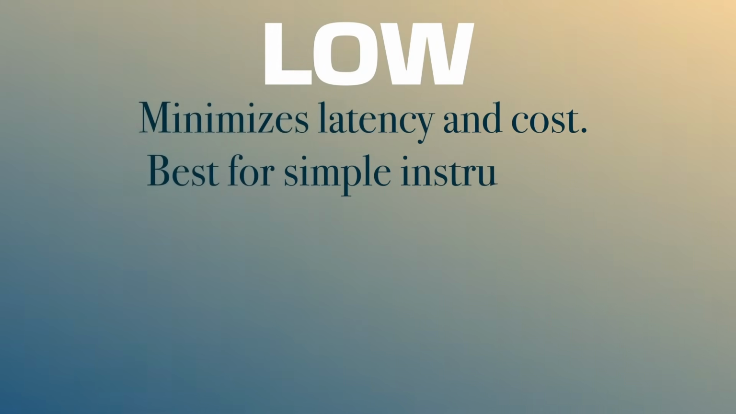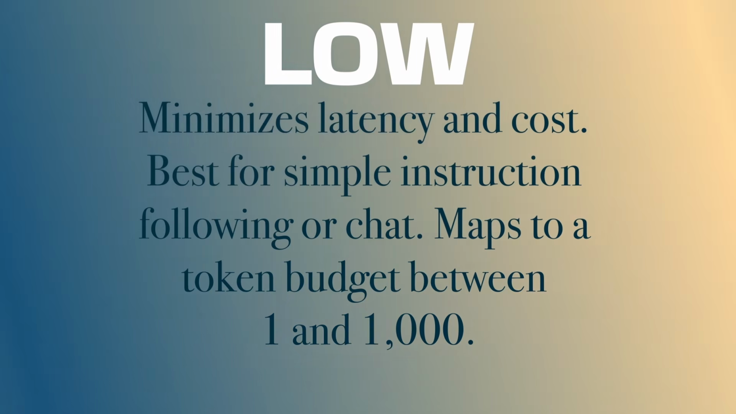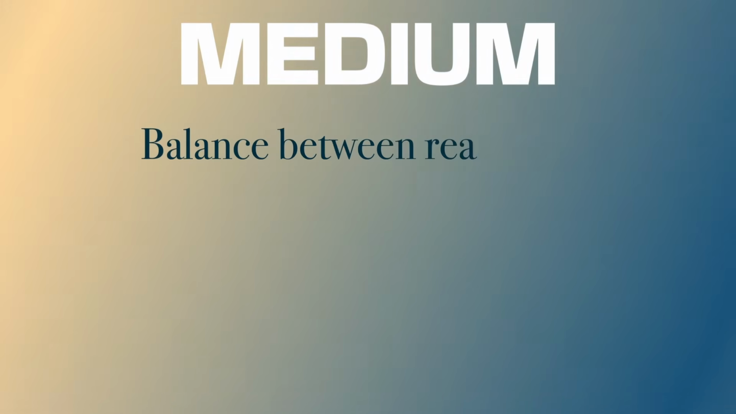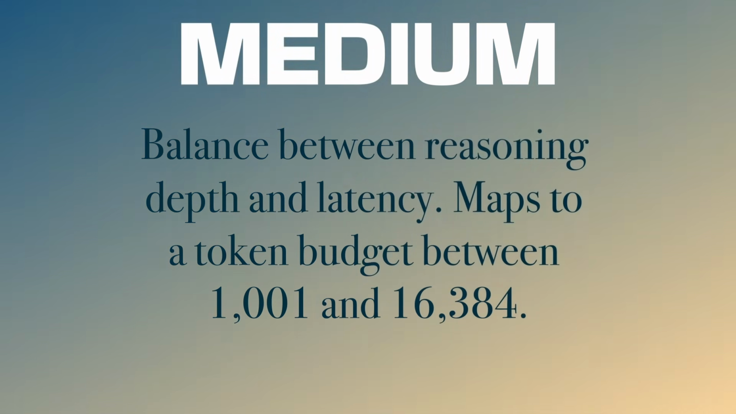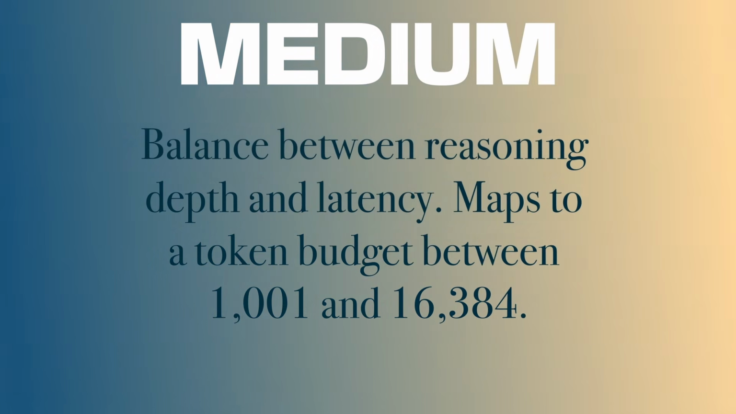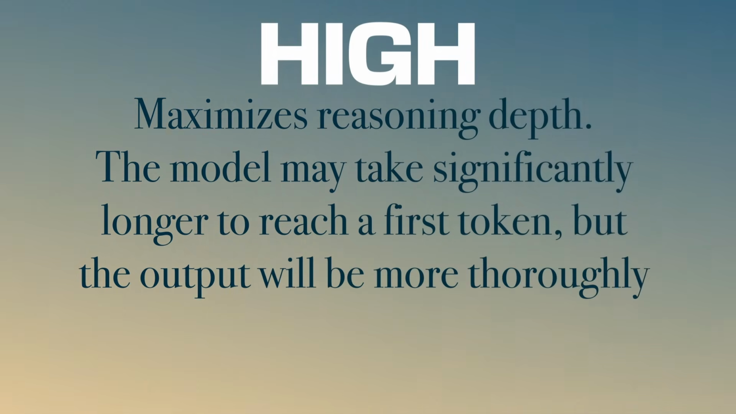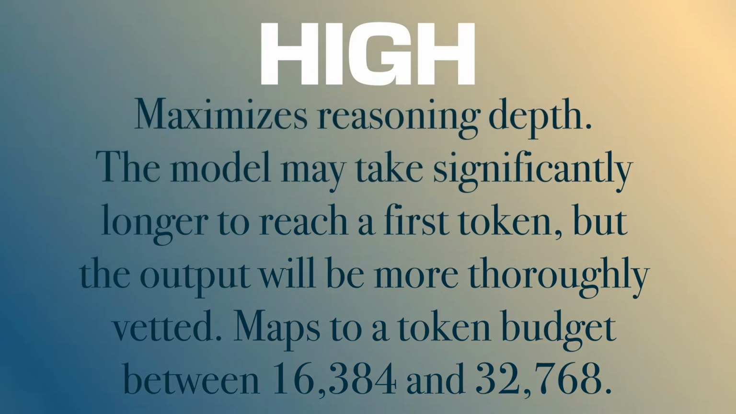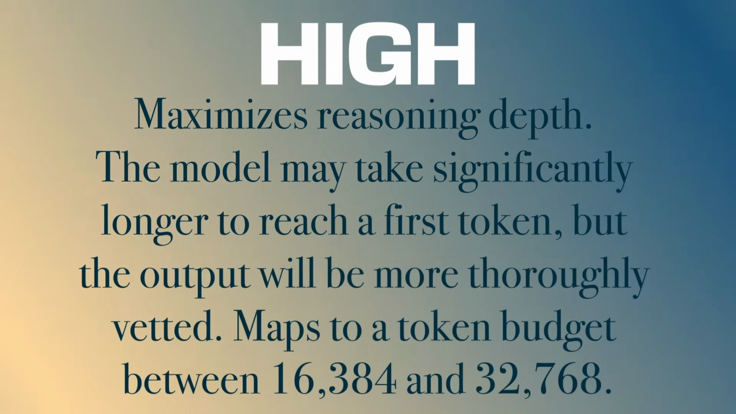So here is a full breakdown. Low, which means it minimizes the latency and the cost. So this is best for simple instruction following or chat. Token mapping is between 1 to 1000. Then comes the medium, a balance between reasoning depth and latency. Maps to the token between 1000 to 16,384. And the last one is high, the default one. It maximizes reasoning depth. The model may take significantly longer to reach the first token, but the output will be more thorough. Maps to token budget between 16,384 and 32,768.